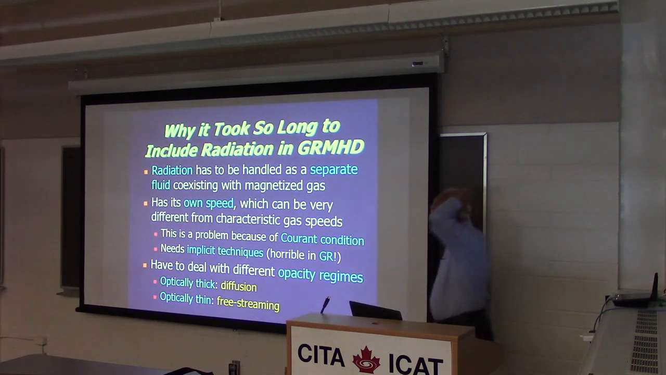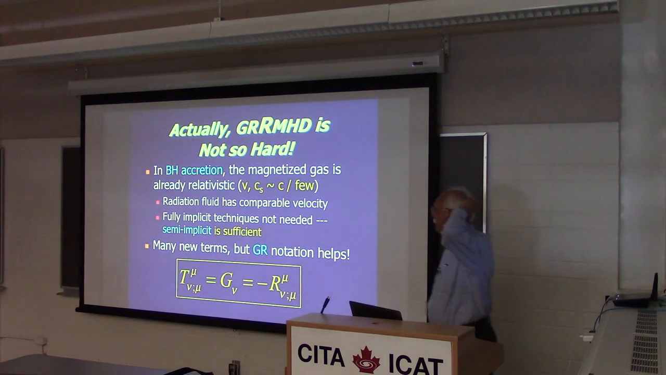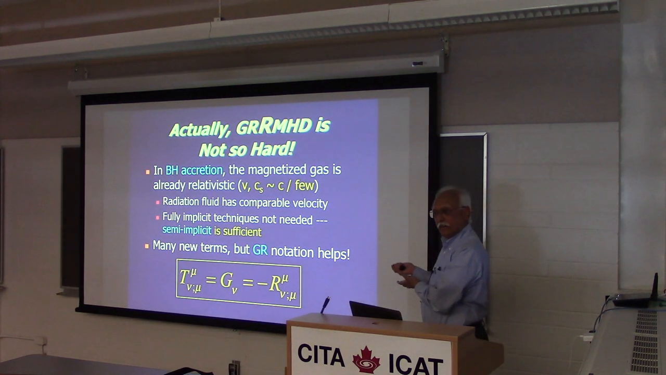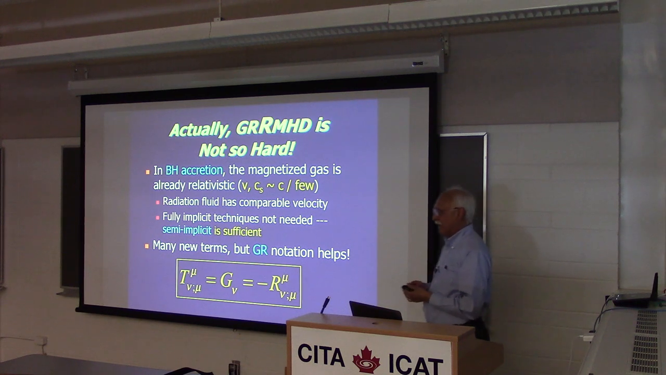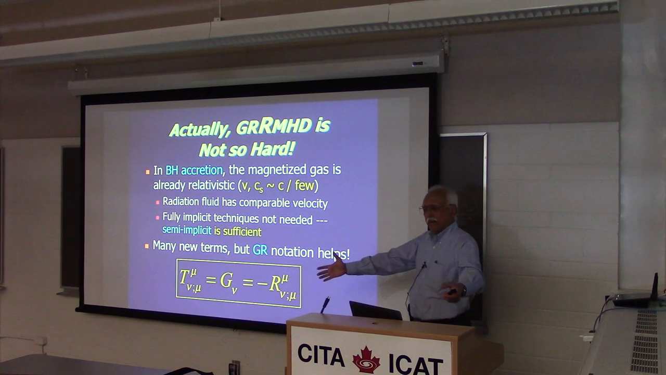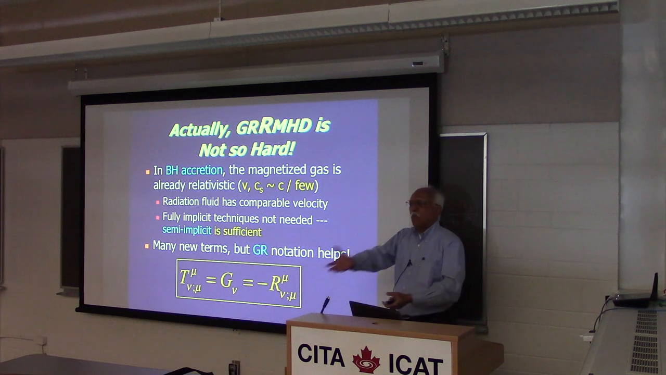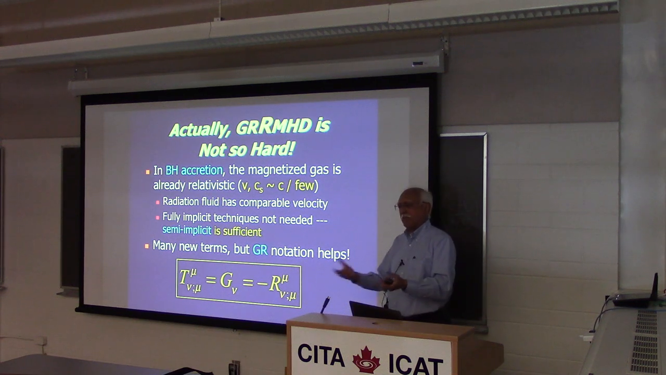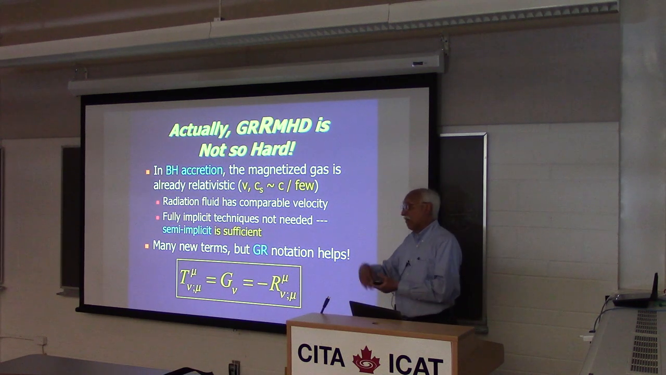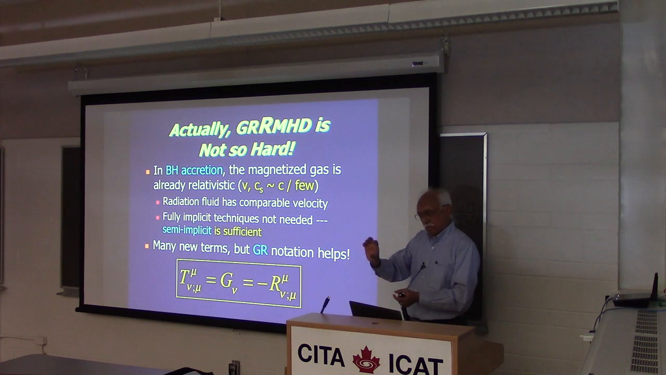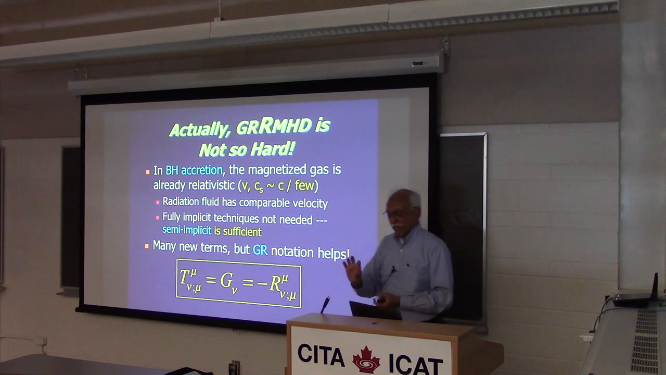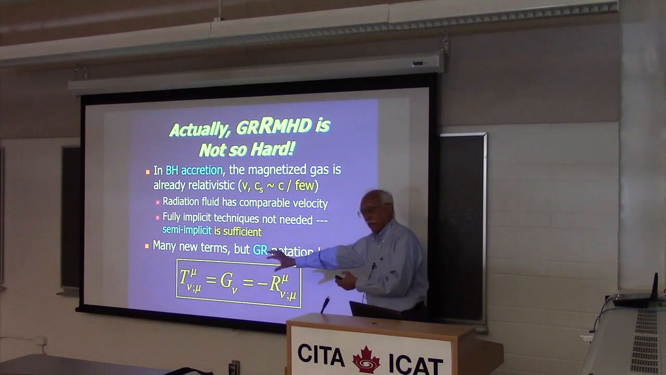It turns out people were worried for no reason at all. We are talking about black hole accretion. Look, everything is going at the speed of light, or close to the speed of light. I'm looking at, let us say, the inner 100 Schwarzschild radii. What is the speed of my gas? Maybe it's a tenth of the speed of light. What is the sound speed? What is the Alfvén wave speed? Everything is some decent fraction of the speed of light. And radiation goes at the speed of light.